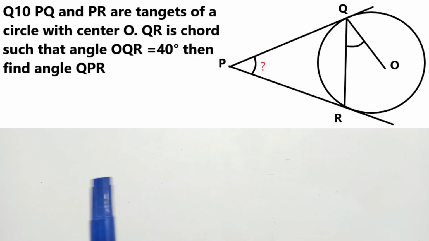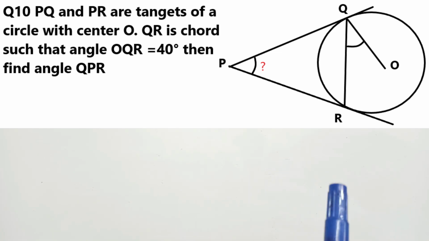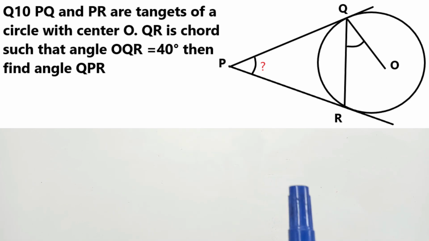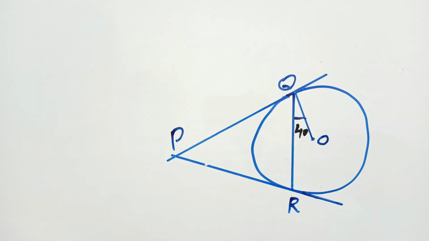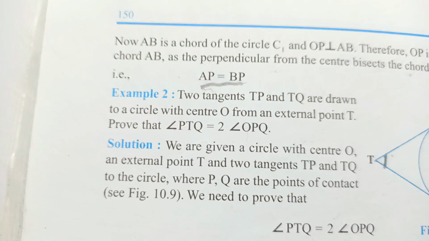Next question number 10 from circle. It is given in the question PQ and PR are the tangents to a circle with center O. QR is a chord such that angle OQR is 40 degree. Then find the value of angle QPR. For this kind of question, remember students, if it comes in a 1 mark MCQ, then you directly apply the result we got in example number 2 of NCERT.